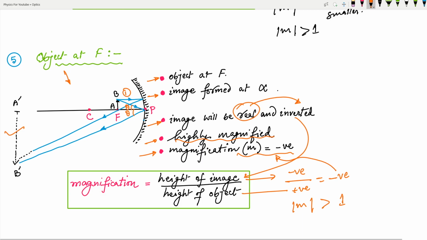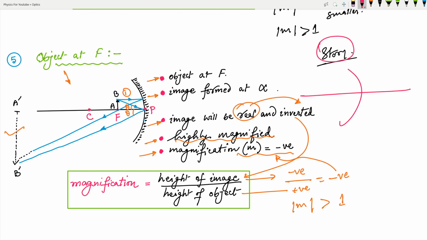So this is all about the 5 cases. These 5 cases are interlinked. So let's understand the story. Okay, so this is the story. Understand, if this is the mirror, whenever the object was at infinity, then we got the image at focus and it was very small.